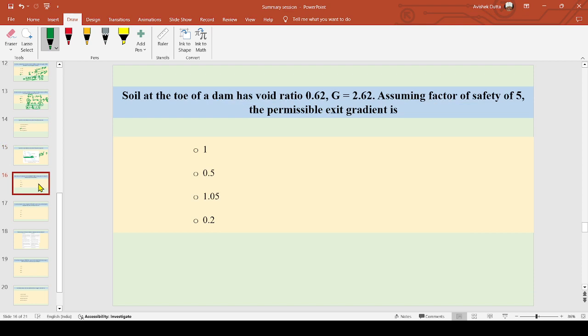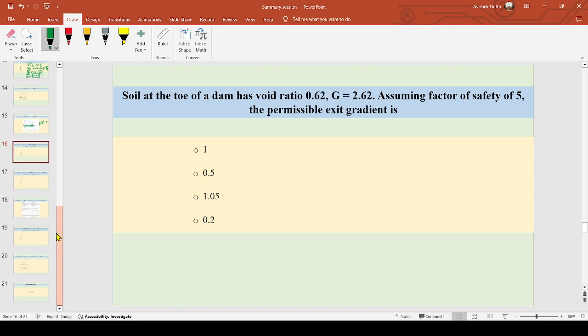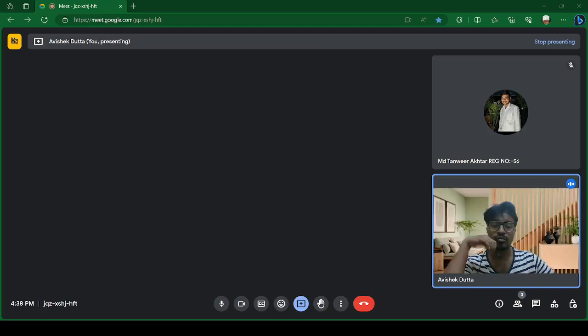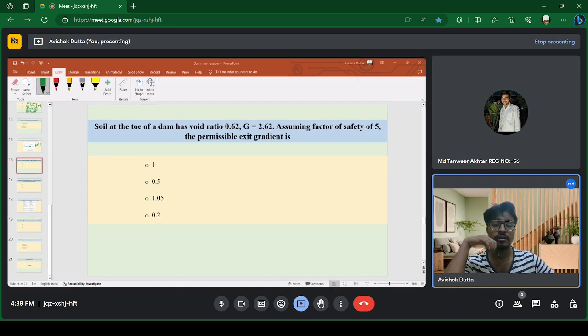Soil at the toe of a dam has void ratio 0.62. The specific gravity of soil solids is 2.62. Assuming a factor of safety of 5, the permissible exit gradient is? Can you solve this? Try to solve this, Tanveer.